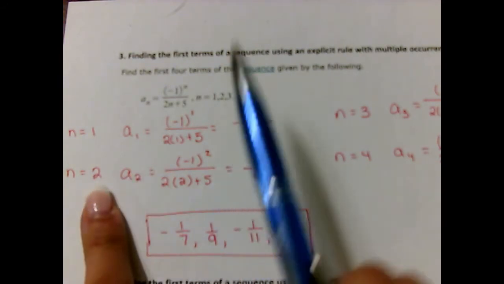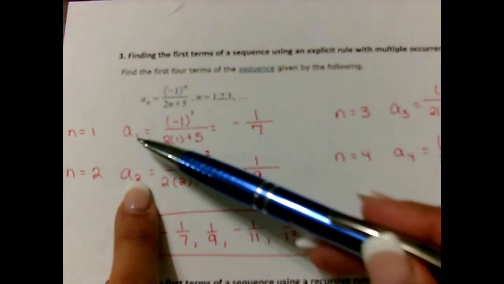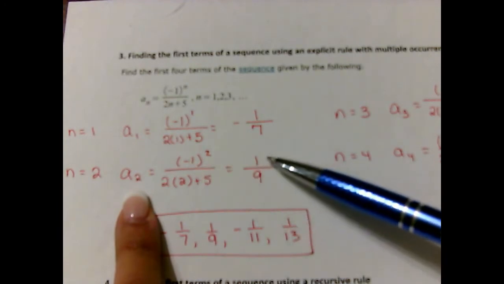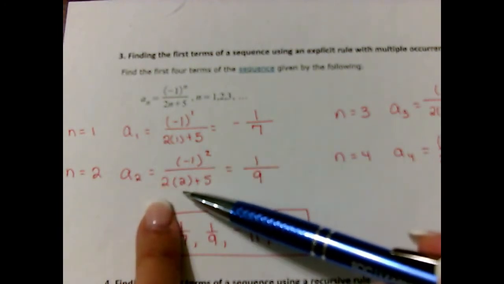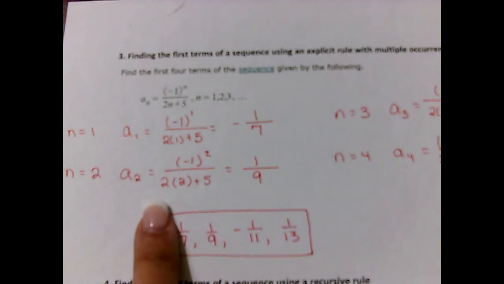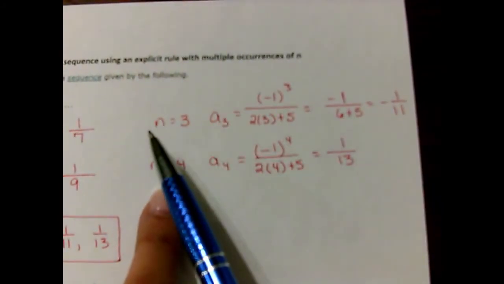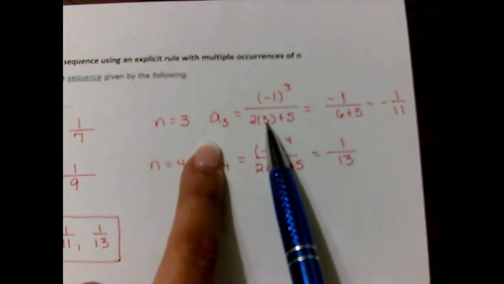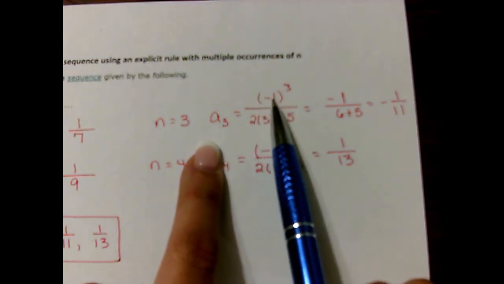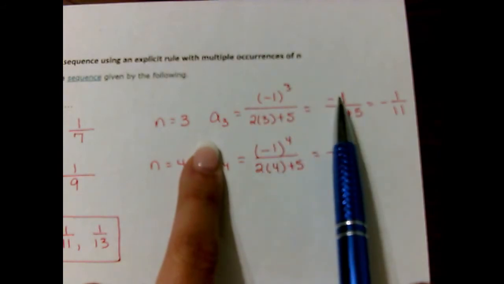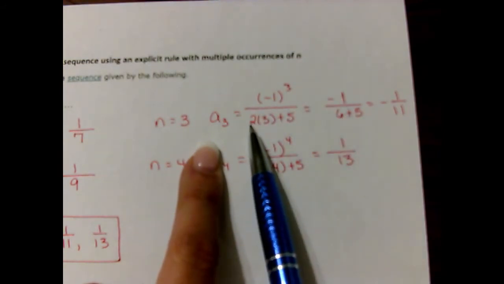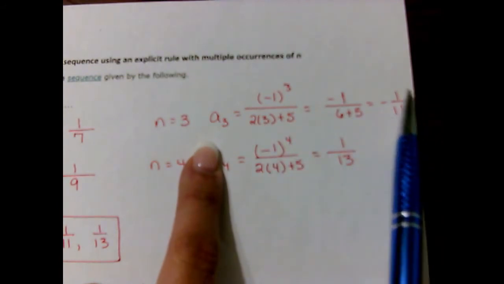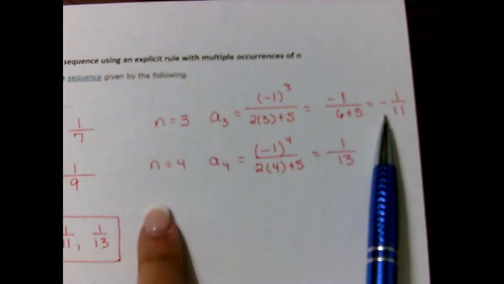N is equal to 2. You substitute the 2 wherever you see an n, which is here, here, and here. And then negative 1 squared is positive 1. And then 4 plus 5 is going to be 9. N is equal to 3. Substitute your 3 in those places, here, here, and here. And then let's evaluate. Negative 1 to the third is going to be negative 1. And then 2 times 3 is going to be 6 plus 5 is going to be 11. So you have negative 1 over 11.